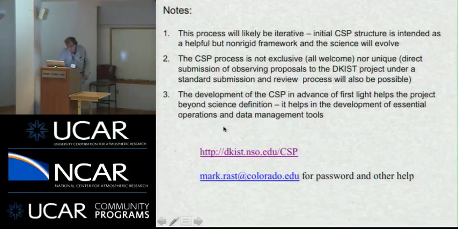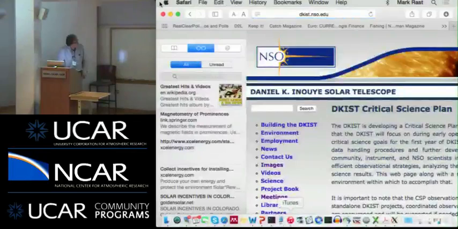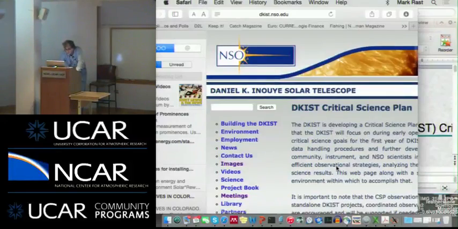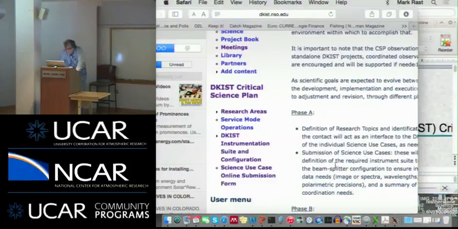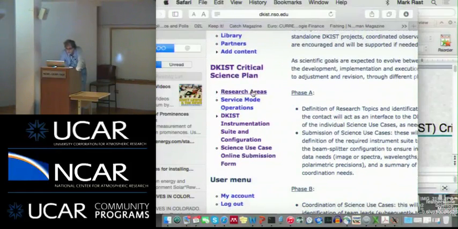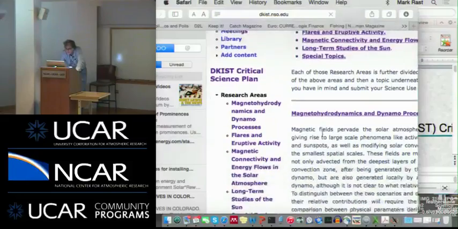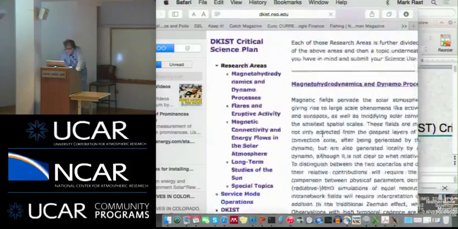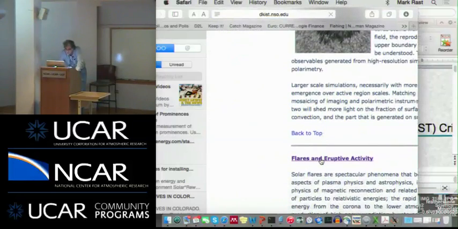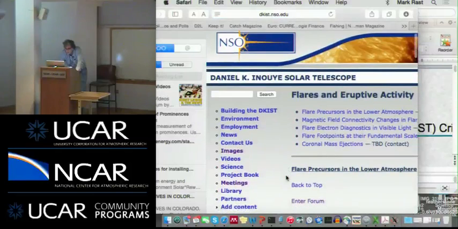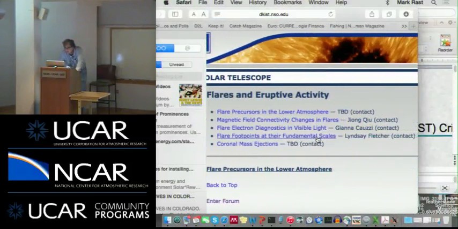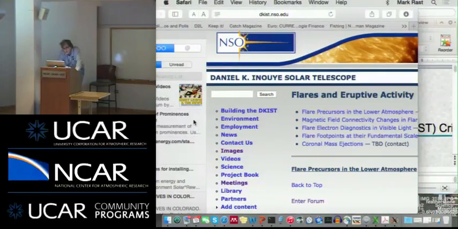But if you would like to get involved in this, and I hope you will, we've put together a website, which looks like this but is hard to see on the screen. It basically defines the critical science plan process. It defines some research areas, with some description of what those research areas might include. Under those research areas there are some topics, and each of these topics has a person who might be useful as a point of contact.